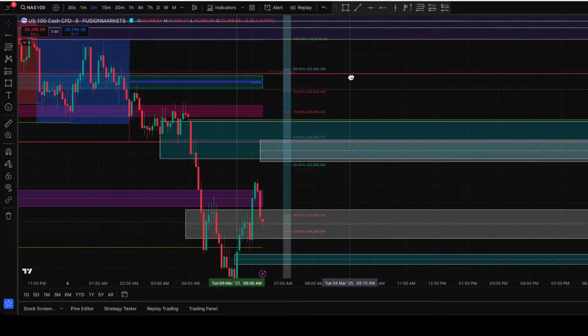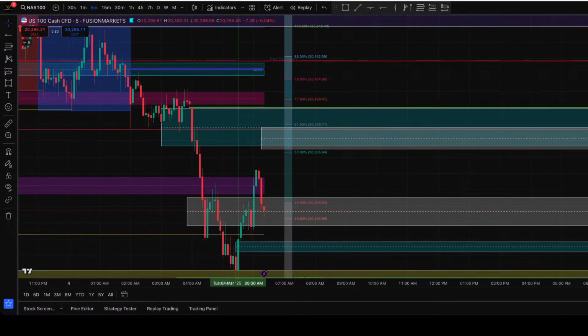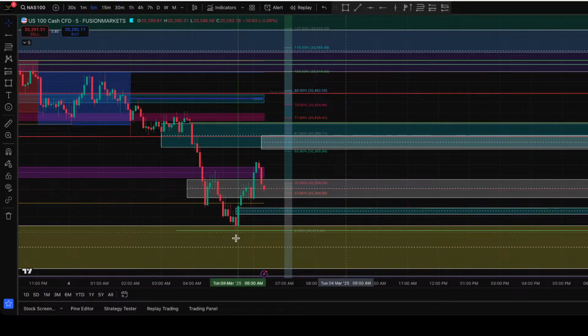If it manipulates all the way to the bottom first, that's even better. And that's the dealer showing us their hand, I should say. That means they're going to sweep this. That's the manipulation move. Daily fair value gap bounce.